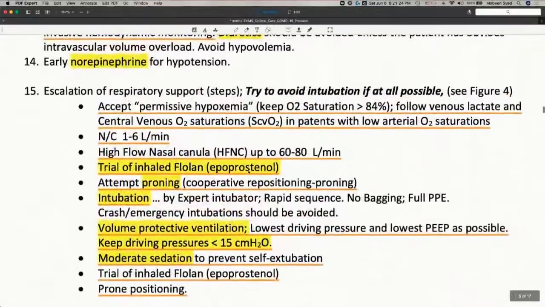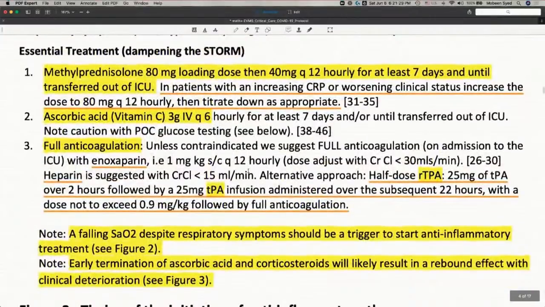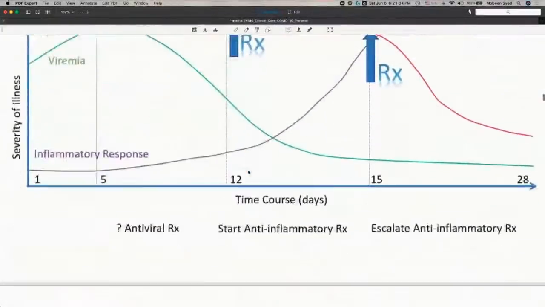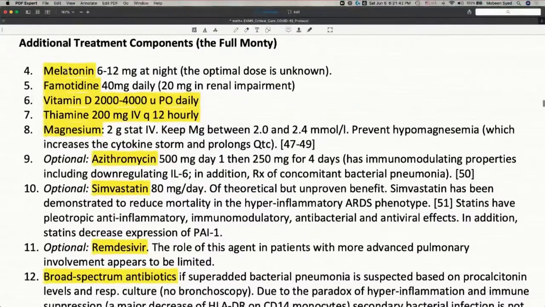So this is the primary management. Now I want to go to their full Monte. The full Monte is all the components that they've been talking about. So look at this. Melatonin, we have not done melatonin, so we will do that next week. Famotidine, vitamin D 2000 to 4000, thiamine 2000 milligram, magnesium, we have not done magnesium or thiamine, so I will cover those next week as well as mechanism of action.